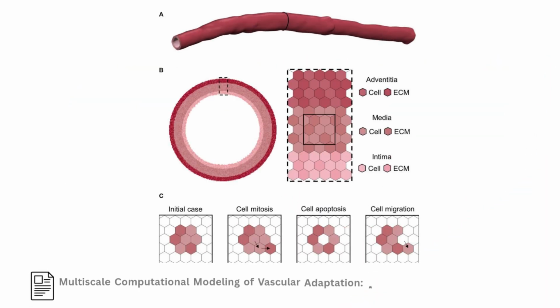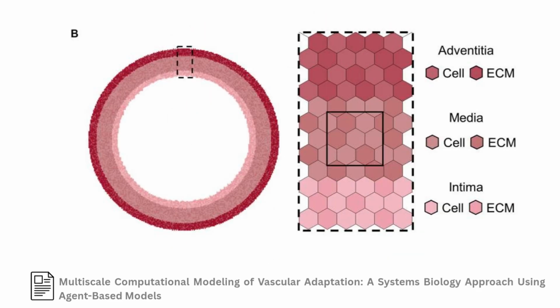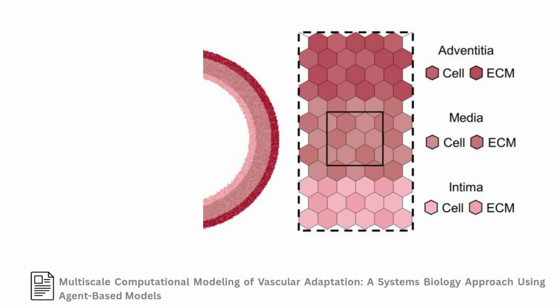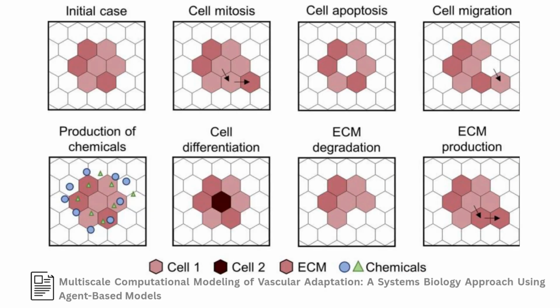For example, consider this research. It represents an agent-based model of the vascular wall at the cell tissue scale. The model uses a hexagonal lattice to represent the vessel structure. Rules for how cells behave in this research include processes like mitosis, cell division, apoptosis, which is programmed cell death, cell migration, and the production of chemical signals, and others. Each of these rules define how individual cells behave and interact, ultimately shaping the overall dynamics of the tissue.